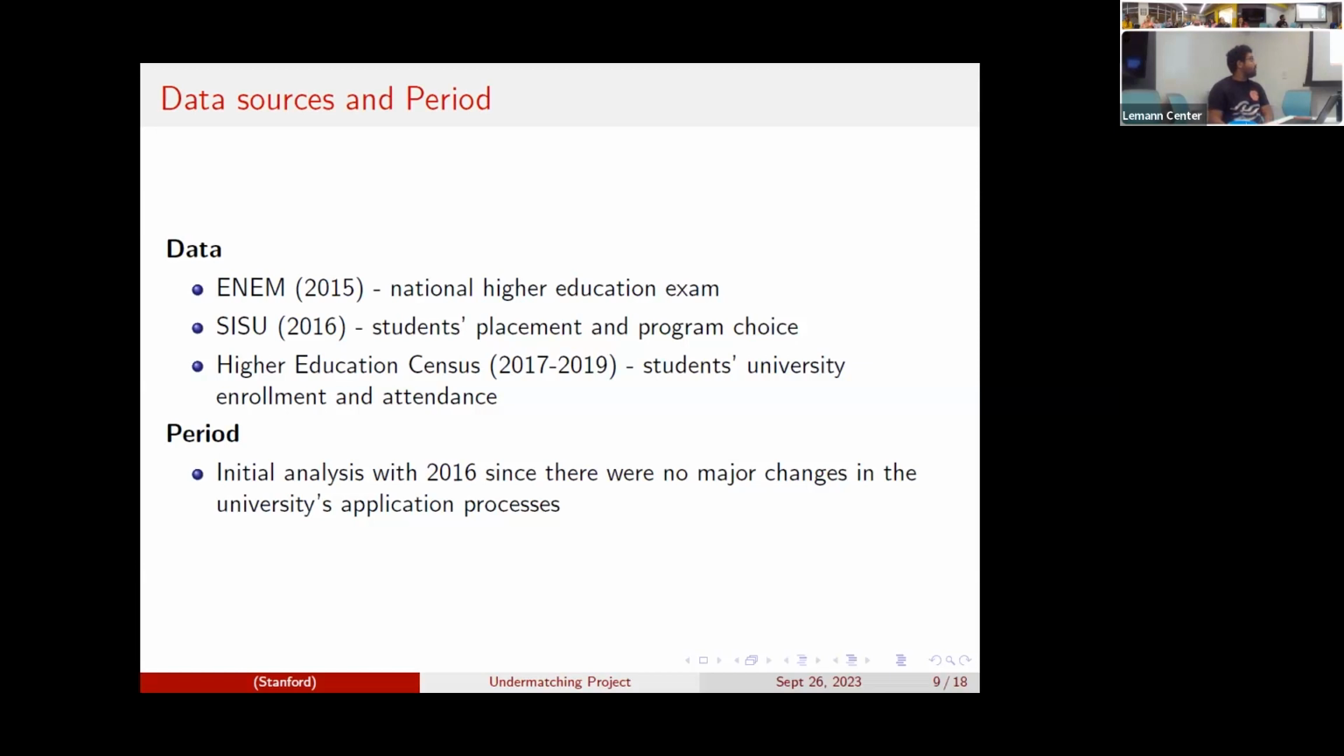And is attending the university. The period that we are initially looking at is only the 2016 Sisu, because there were no major changes in the university application process. As we know, before that the affirmative action was created in Brazil. Also, FIES happened in Brazil. ProUni had an expansion. So around 2016, this was kind of a stable growth period.